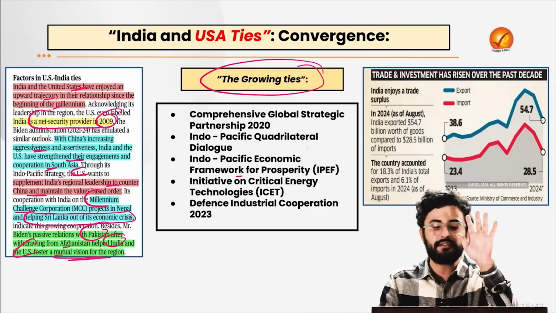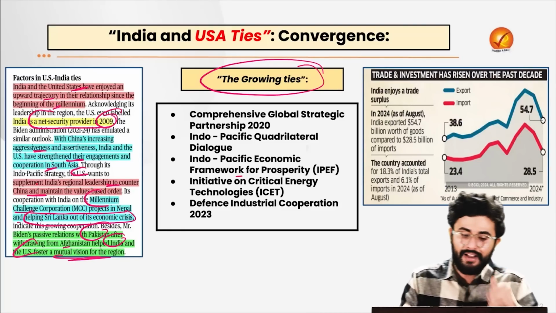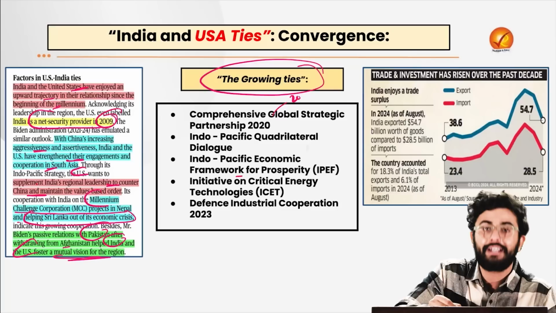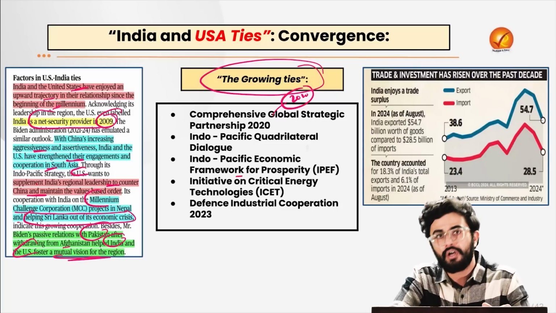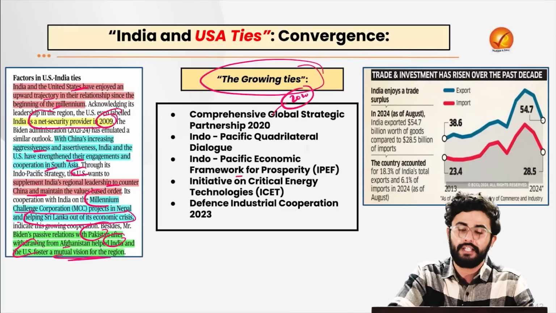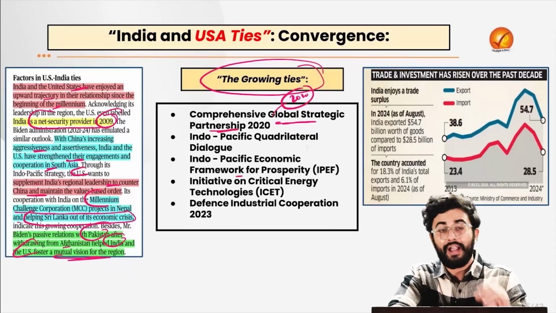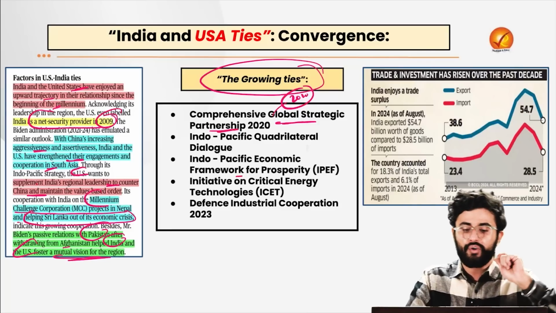Let's first try to analyze the security aspect. So we actually signed, when Donald Trump visited our country last time in the year 2020, and he badly pronounced the name of Swami Vivekananda. So at that time, a comprehensive global strategic partnership was signed to foster cooperation in defense and security.